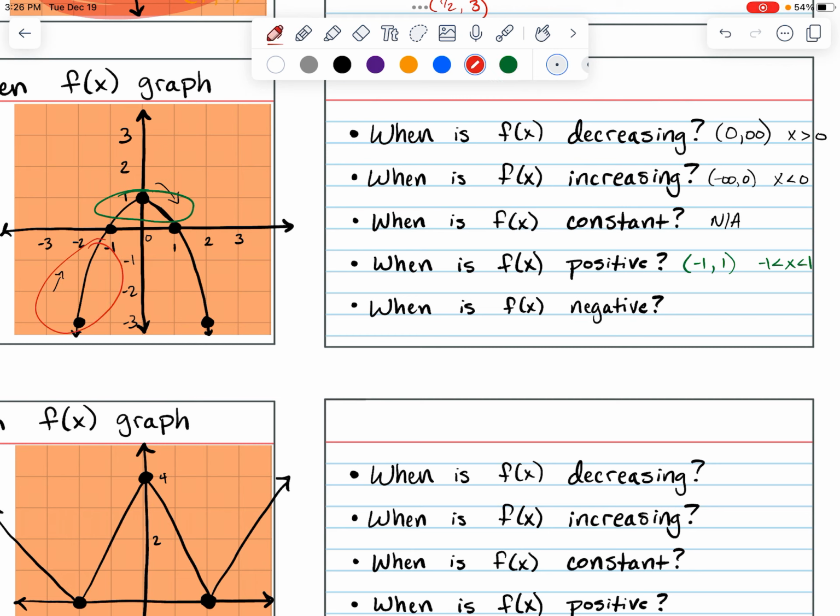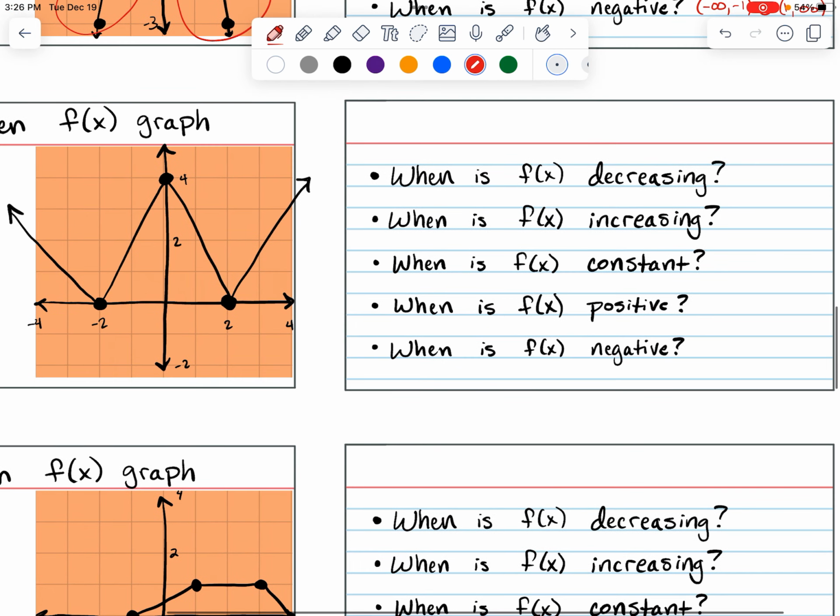Okay, when is f of x negative? Well, that's going to be here and here. All right, so that is going to be from -infinity to -1, and then again we say the union from 1 to infinity. We could represent this with an or statement. We could say that x is less than -1 or x is greater than 1. That's the interval when our graph is in the negative range.